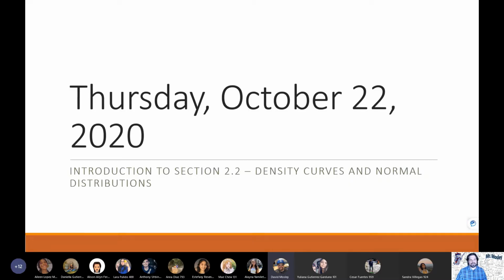It is Thursday, October 22nd, 2020, and there we go. We're going to be looking at the introduction of section 2.2. If you're following along in your textbook, this is about density curves and normal distributions.